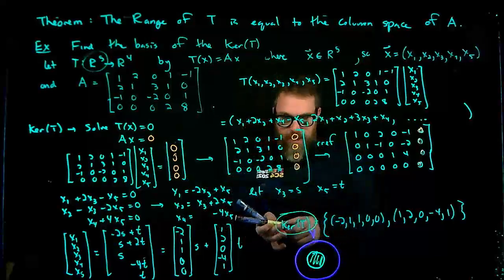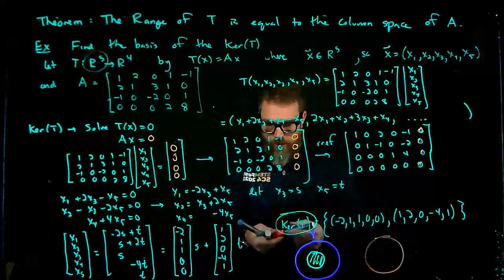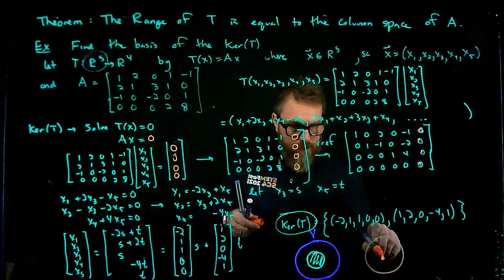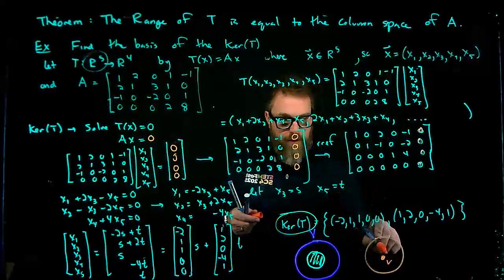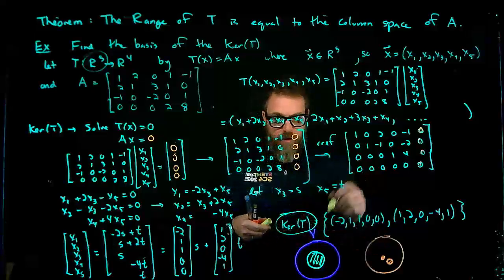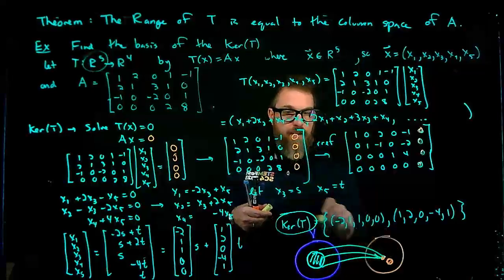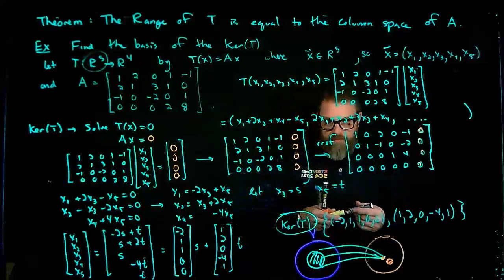And what we know is that this is going to map to the zero vector in its codomain. So this is going to map to this thing's zero vector. Sorry, not V, but zero vector. So everything in here is going to map to the zero vector.